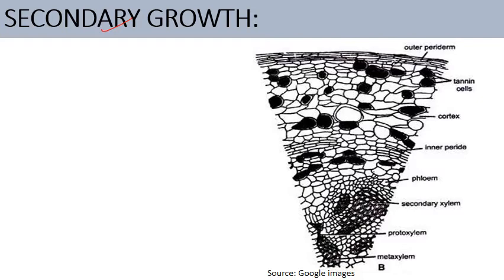That ring of cambium cuts secondary xylem towards the inner side and secondary phloem towards the outer side, whereas the primary phloem gets crushed by the formation of this secondary xylem and phloem. In the outer region of the cortex, some cells become meristematic and form the other type of cambium, which is called cork cambium. That cambium will cut cork cells towards the outer side and secondary cortex towards the inner side. That leads to the formation of the structure known as periderm.